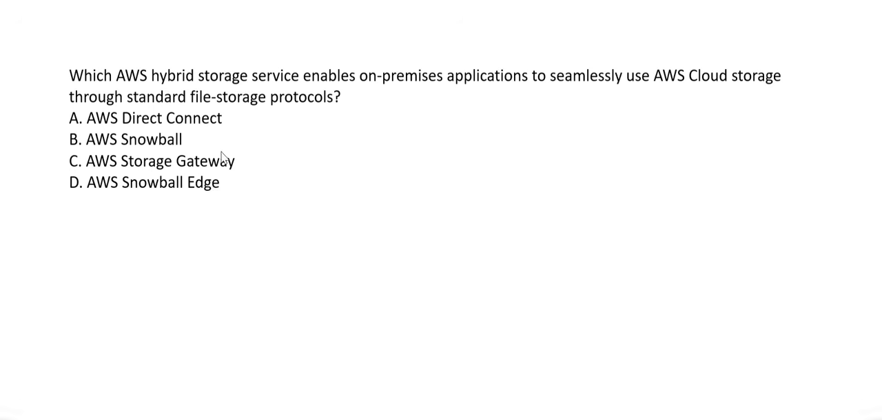Direct Connect is used for a direct private connection between your on-premises and the cloud, so that only you as a customer are there on the network. None of the other customers can be on that network. So hence the correct option is AWS Storage Gateway.